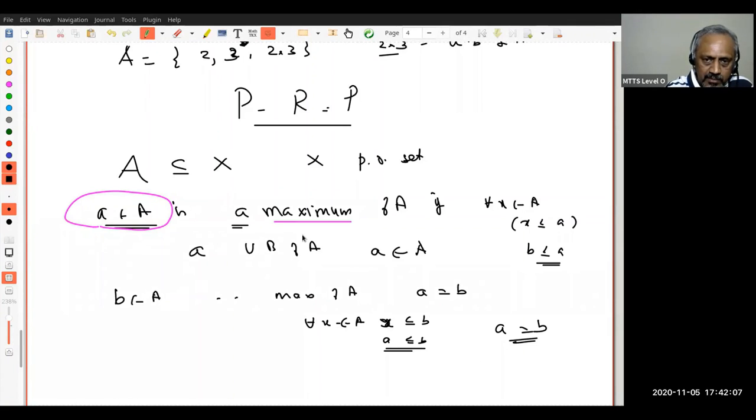Okay. Please follow everything. So what did we define? We define an upper bound of a subset of a partially ordered set. What did we observe? The upper bound may or may not be an element of the given set. Next, what did we say? We define what is meant to be a maximum. What is a maximum? Maximum is nothing other than an upper bound, which is also an element of the set. That's it. Very easy. You understand? Very good.